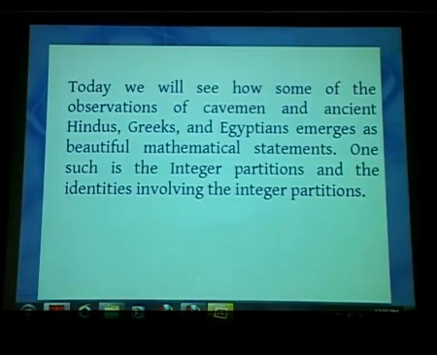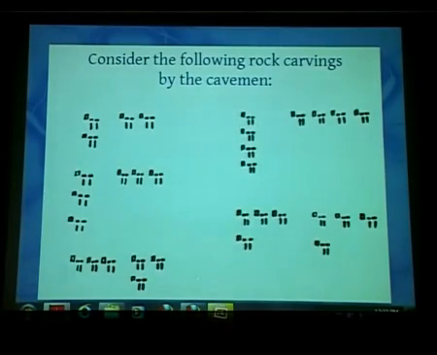Today we will see how some of the observations of the caveman and the ancient Hindus, Greeks and Egyptians emerge as the beautiful mathematical statements of this modern age. I am picking one such field of mathematics, which is on integer partitions and some identities involving integer partitions. Now look at this. These are carvings in a rock by a caveman.